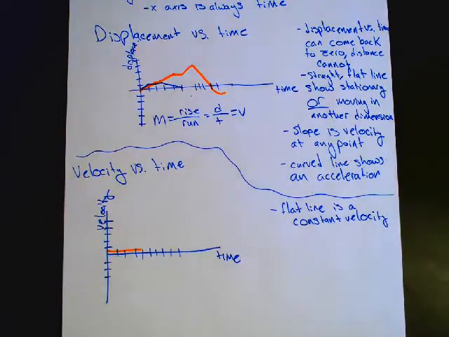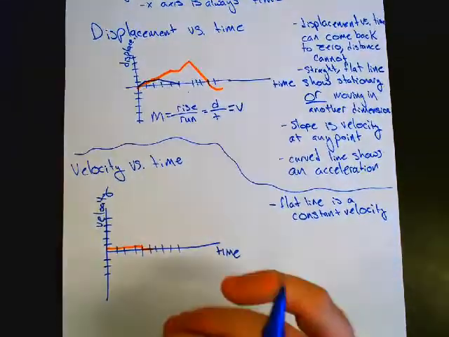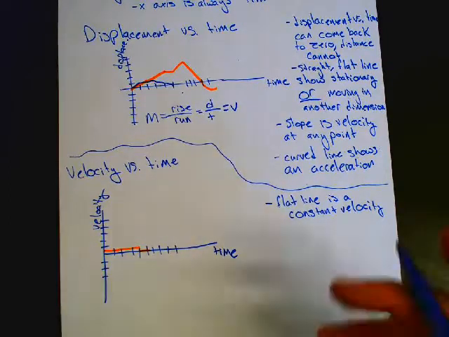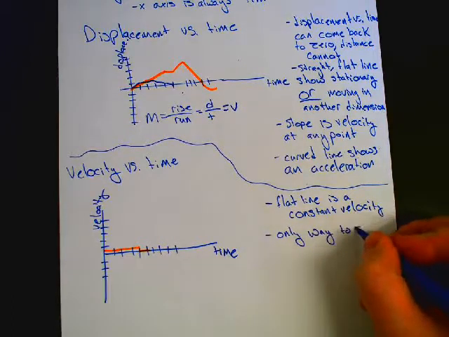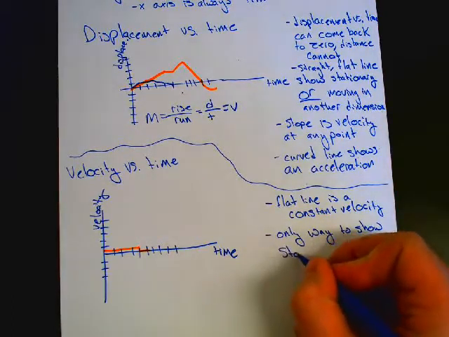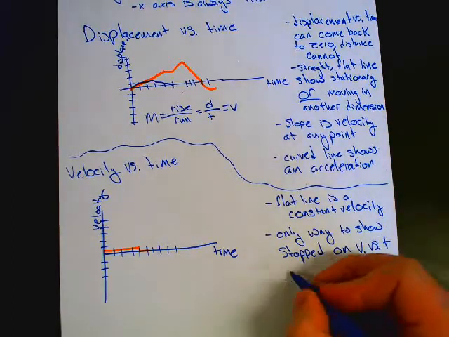All right, but then I did stop. So how am I going to show that I did stop on the velocity versus time graph? Go back to 0. So I'm going to hold right at 0 for a second. The only way to show something stops on a velocity versus time graph is for it to be at 0.